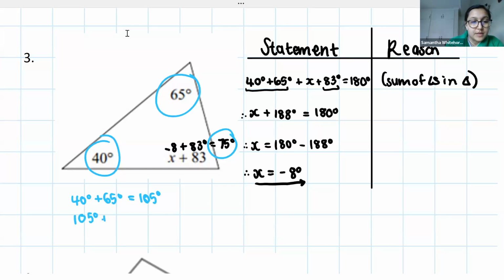105 plus 75 gives us 180. So we get our 180 degrees, and that is because of the negative 8 degrees that I got. It is not often that we get negative answers, but in this case we had to, because as a lot of you pointed out, it's not possible to have more than 180 degrees. We can only get 180. So that value of x had to be negative in order to bring that third angle down to a size that would allow me to get 180 when I added them together.